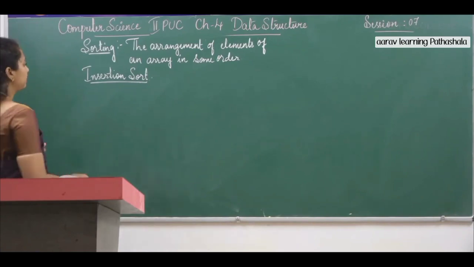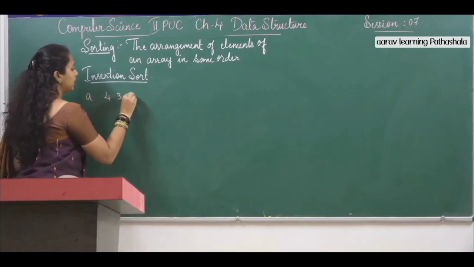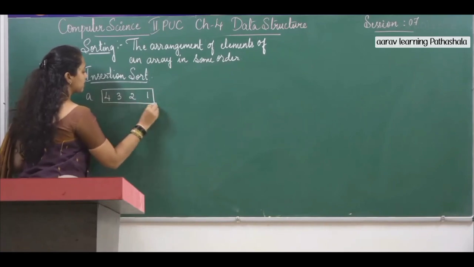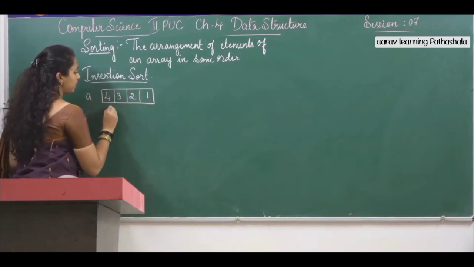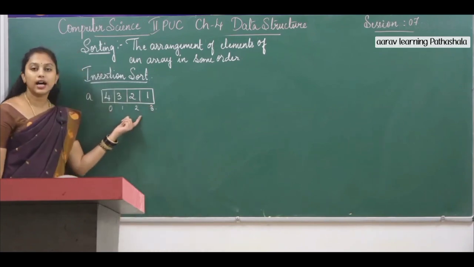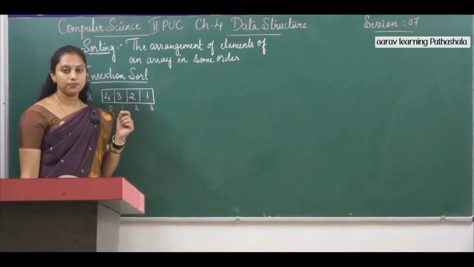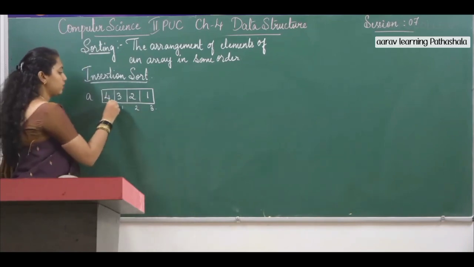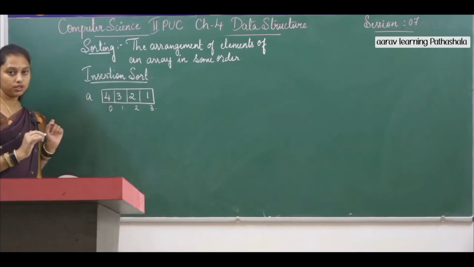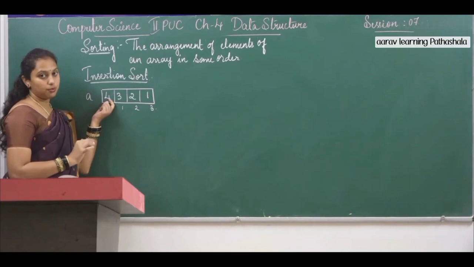Consider an array A that contains 4, 3, 2, 1 as its elements. Using insertion sort, we are going to sort the array elements. So how do we sort the array elements using insertion sort? As I told earlier, the first position element is considered to be in the correct position.